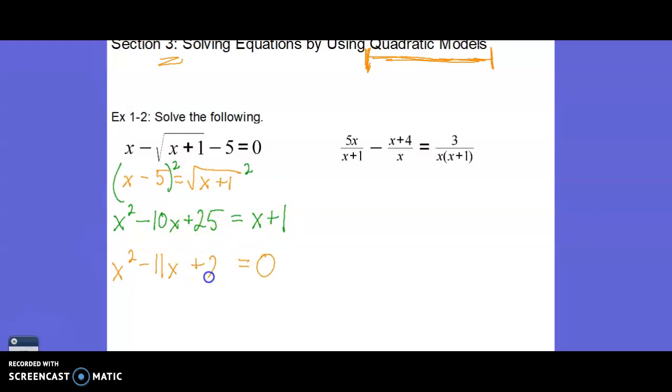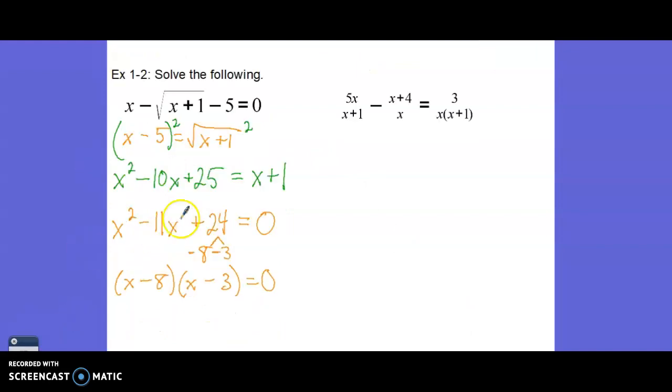Subtract 1 over. And when we did this before, these were factorable things. So when they were factorable, well, it looks like this one actually is as well, because 8 times 3 gives me 24. To make it negative 11, it would be negative 8 and negative 3. But if you forget, what you should realize is that you could do the quadratic formula on this. So we're looking at x minus 8, x minus 3. So by the zero product property, we could then deduce that x could equal positive 8 or positive 3.